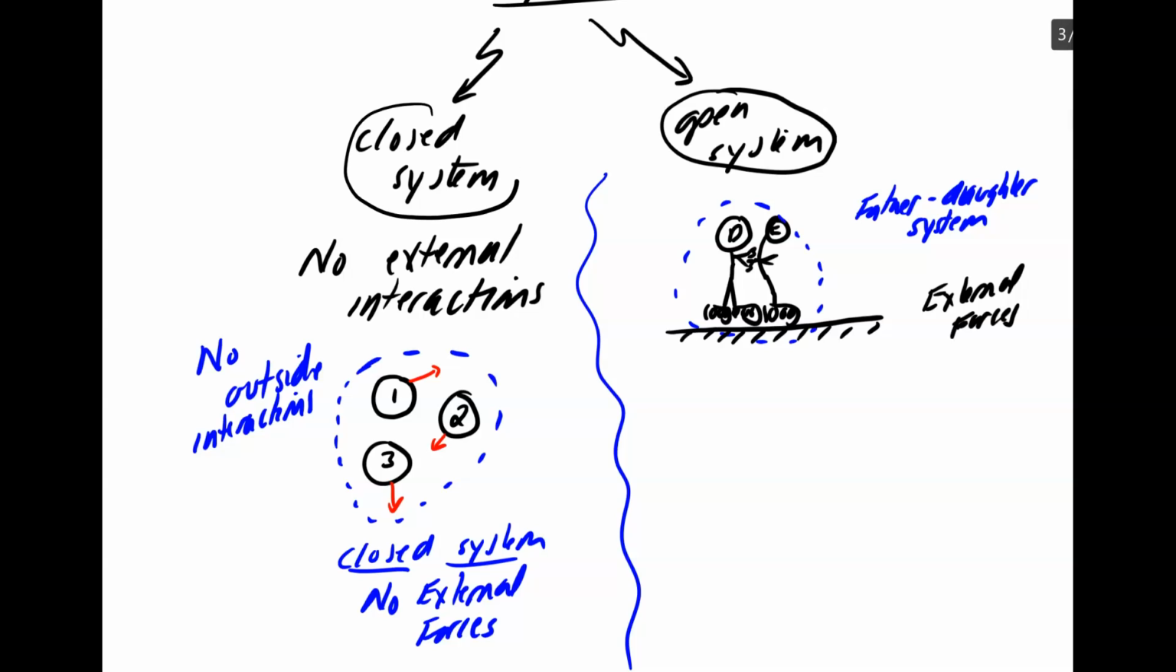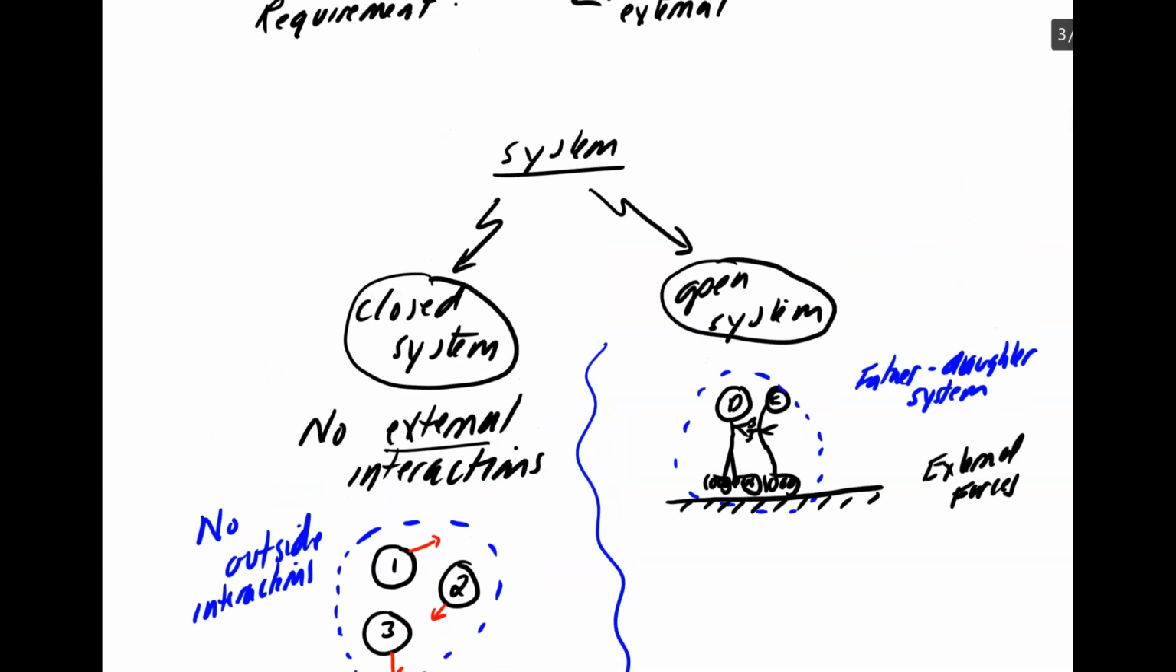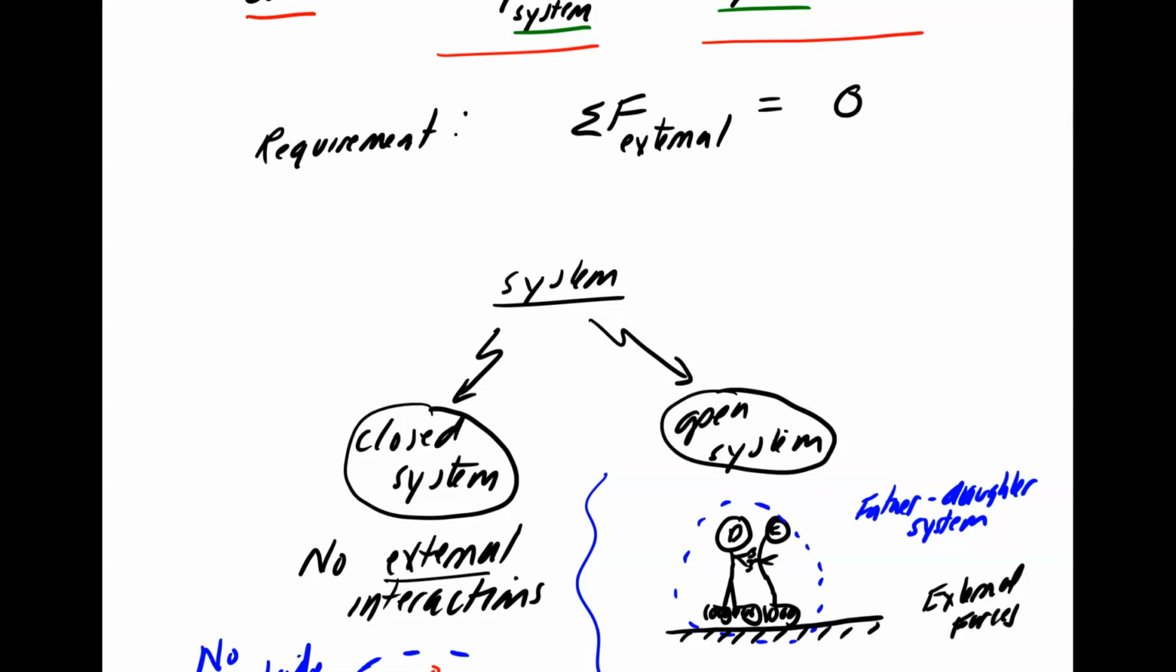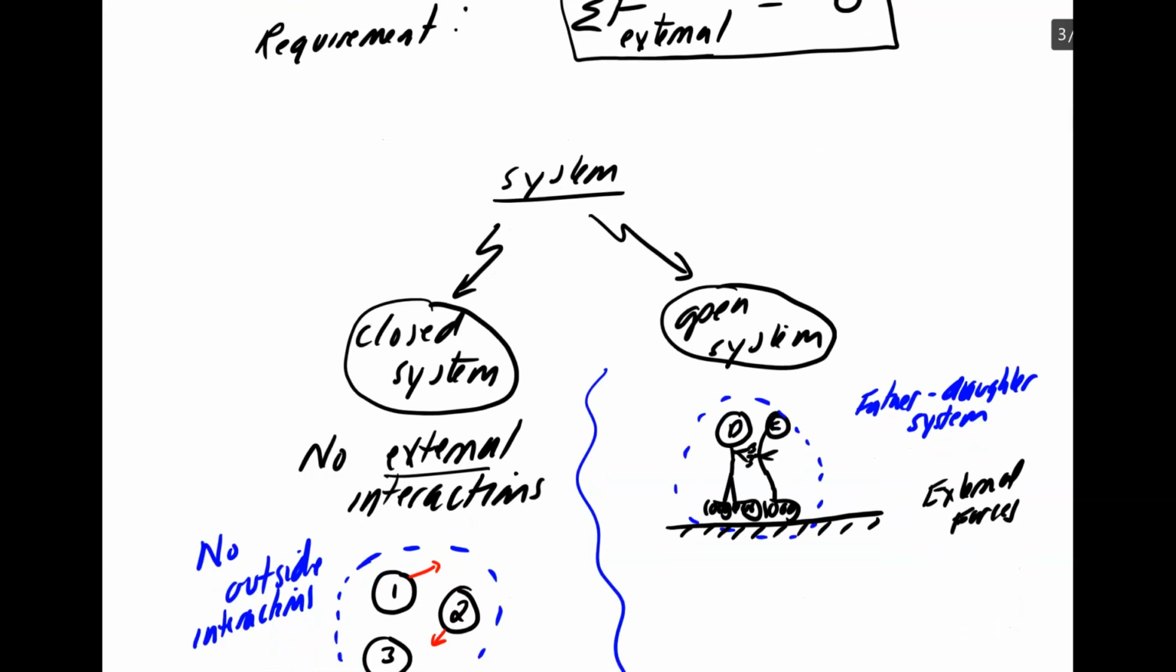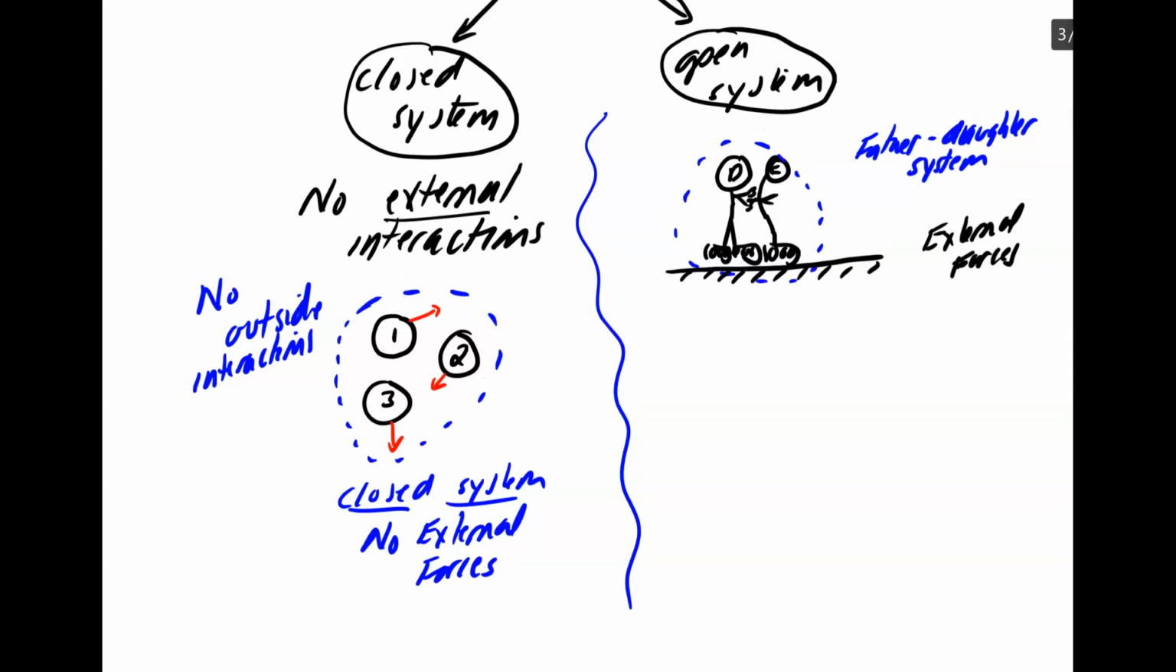If you determine something's a closed system, then there's no external interactions and momentum will always be conserved. Here, now you're going to go back to, well, there are going to be external forces. So now we're thinking about, is the sum of all those external forces, do they add up to zero? And let's take a look at it.